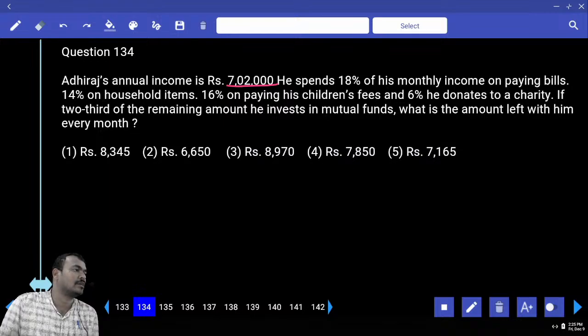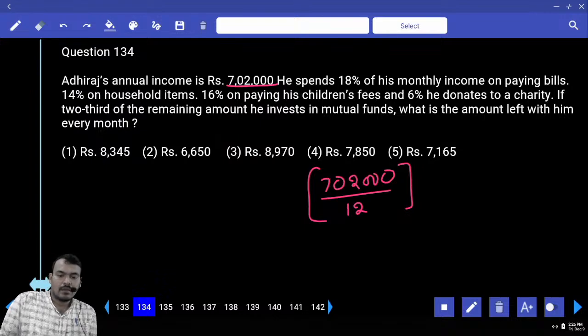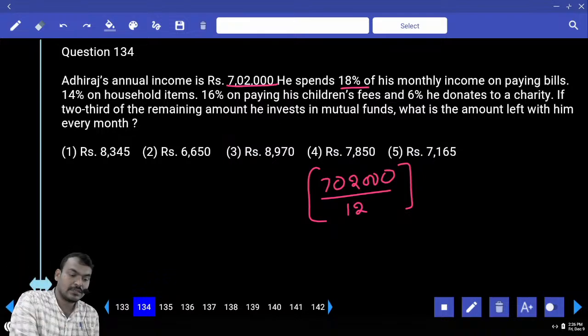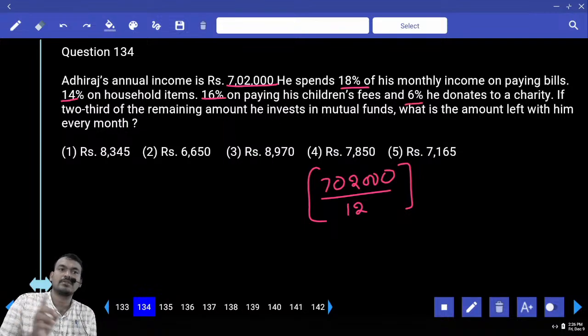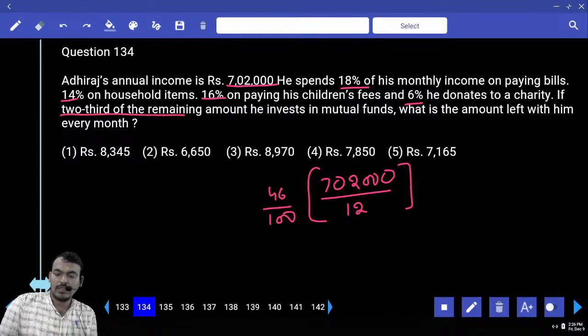7,02,000 is annual income or monthly income? Annual income. To get the per month income, 7,02,000 divided by 12 or not? It is per month income or not? Yes or no? Next, out of this one, first 18%, second 14, third one 16, next 6, total it is 54. Out of 100%, 54 complete. What is the remaining? 46% or not? 46%. In that, how much value are you spending? 2/3. What is the remaining? 1/3. What is the question here?